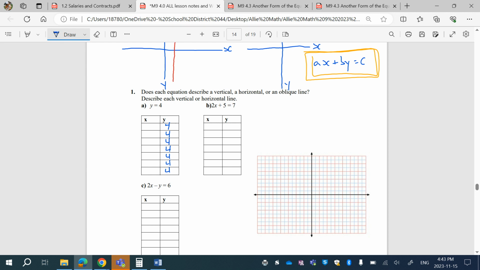And here, over on x, I'll draw this now. So let's go y for 1, 2, 3, 4. It's going to be that line right there. That's A.